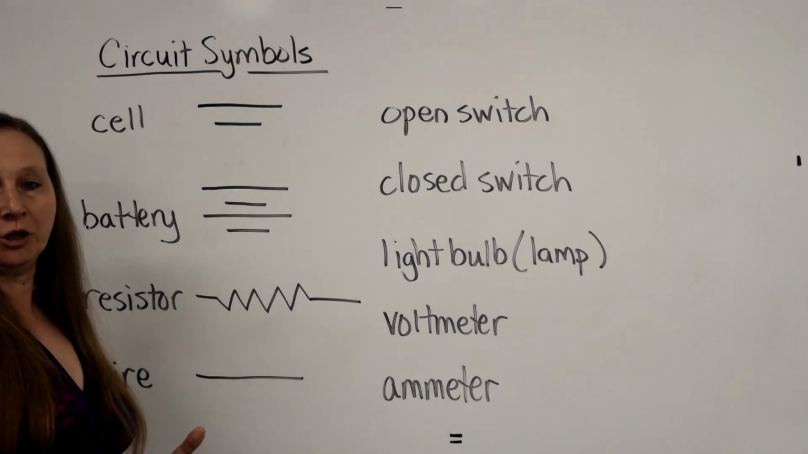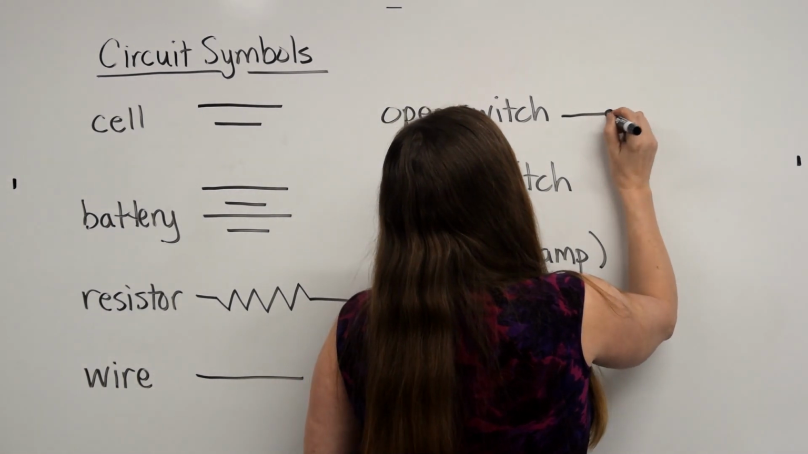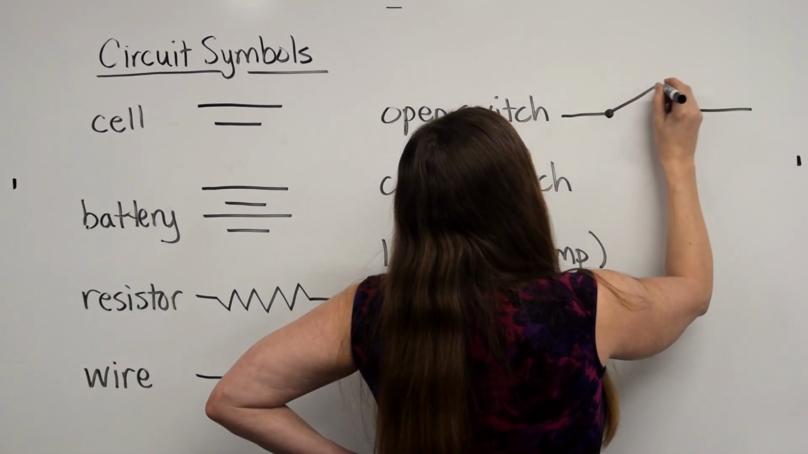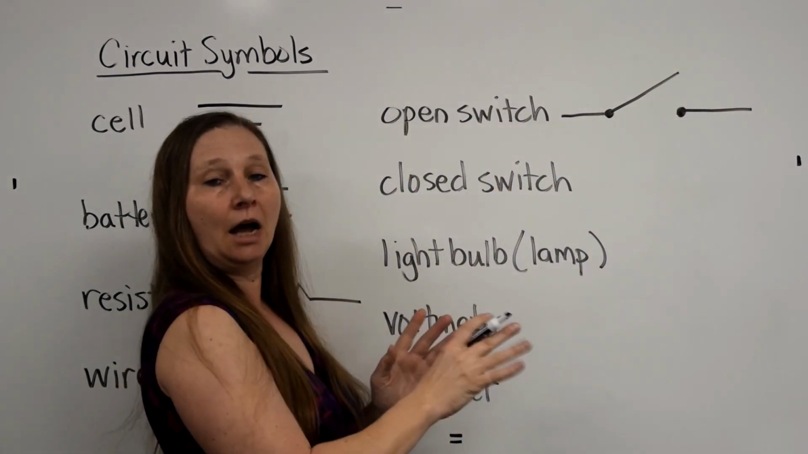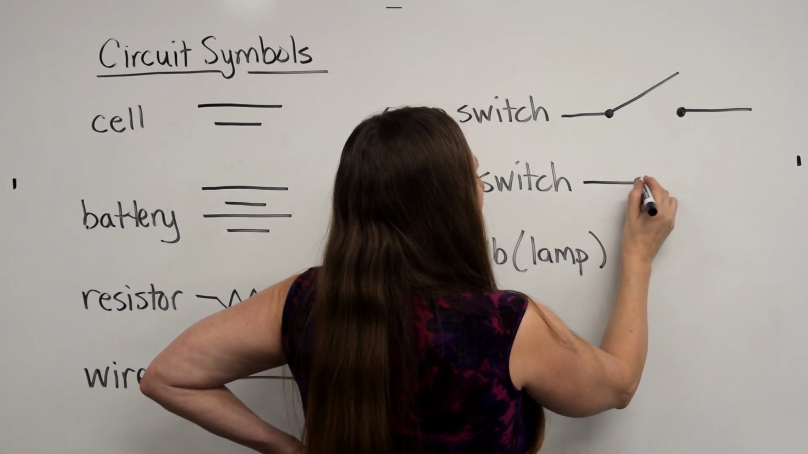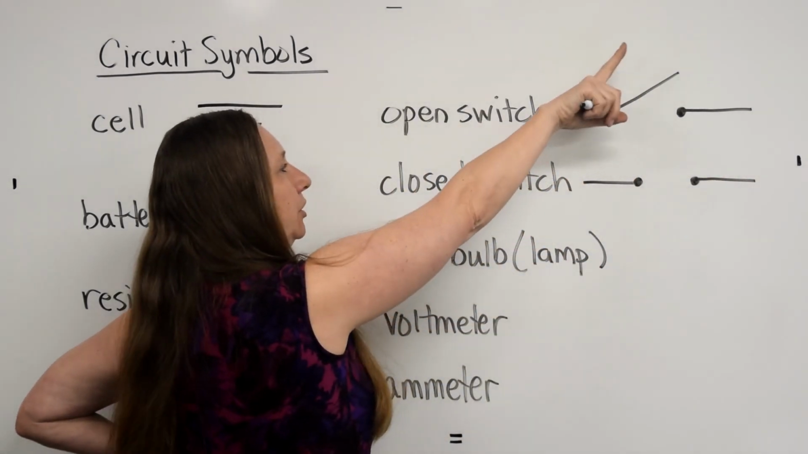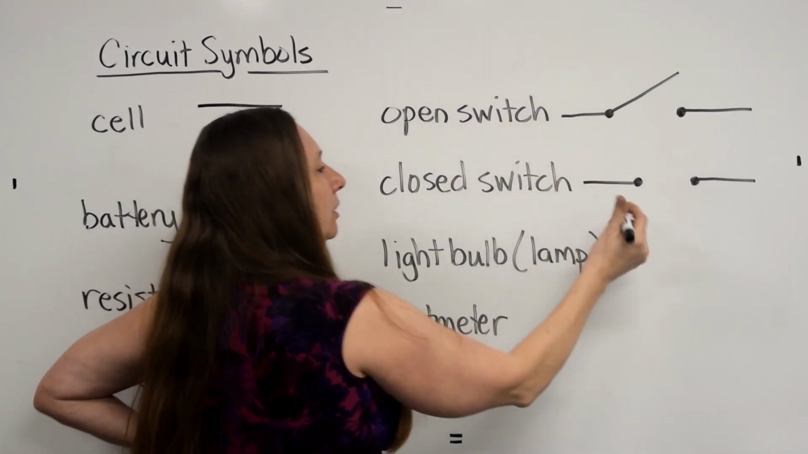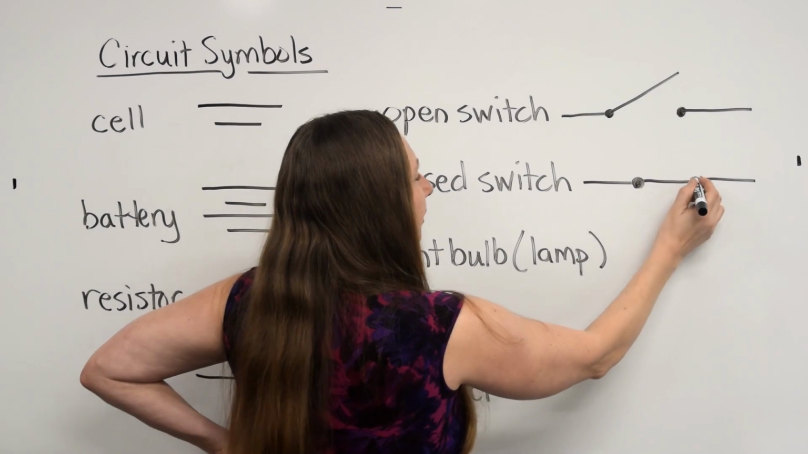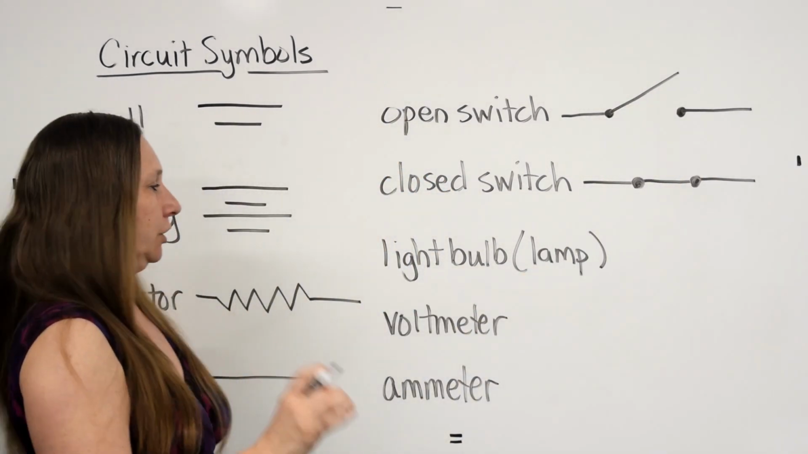Now, a switch, right? If the switch is open, it's going to look like this. This switch is open. The electricity cannot go through. If the switch is closed, then the electricity can go through. So you take that switch and push it down so that it's closed, and now the electricity can flow again. An open switch, a closed switch.